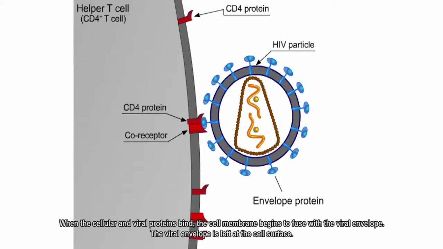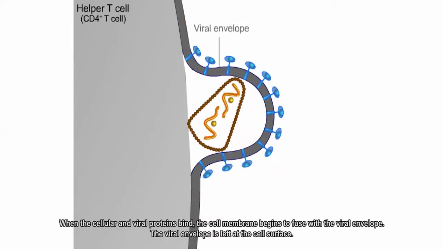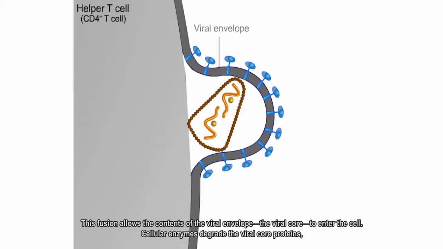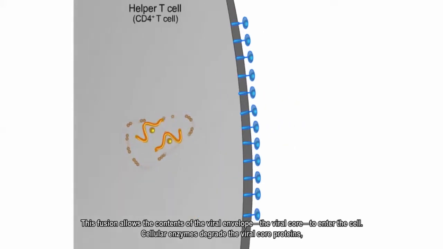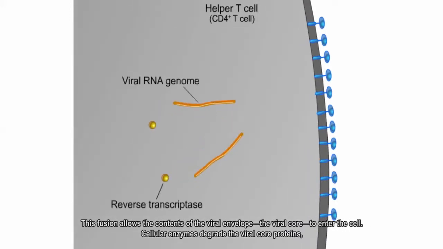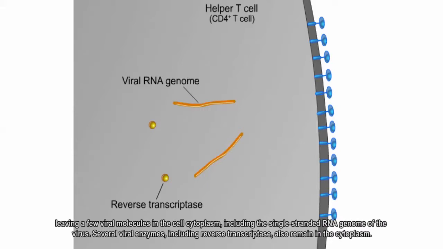When the cellular and viral proteins bind, the cell membrane begins to fuse with the viral envelope. The viral envelope is left at the cell surface. This fusion allows the contents of the viral envelope, the viral core, to enter the cell. Cellular enzymes degrade the viral core proteins, leaving a few viral molecules in the cell cytoplasm, including the single-stranded RNA genome of the virus. Several viral enzymes, including reverse transcriptase, also remain in the cytoplasm.